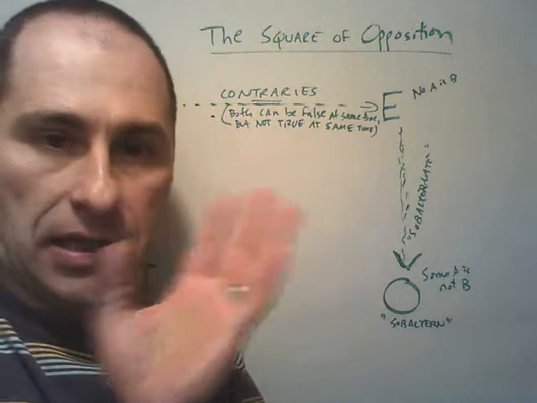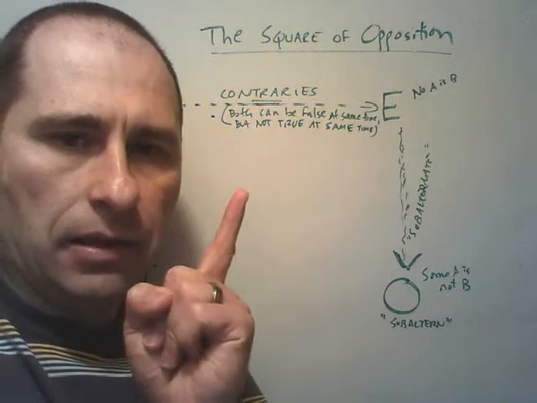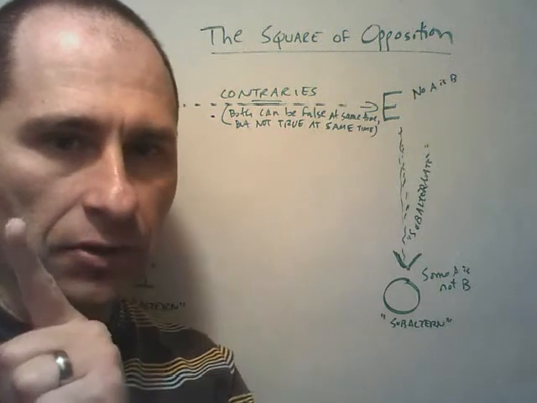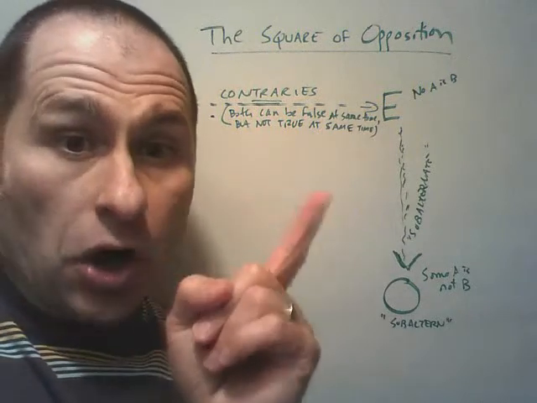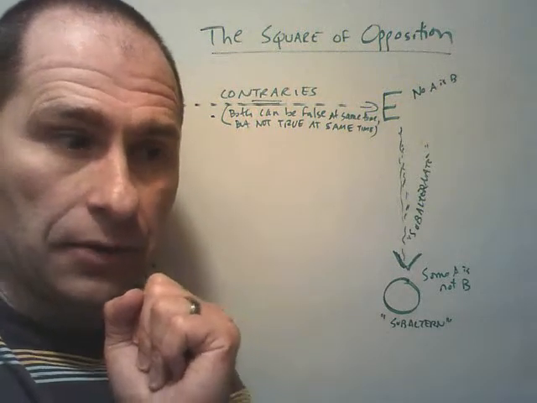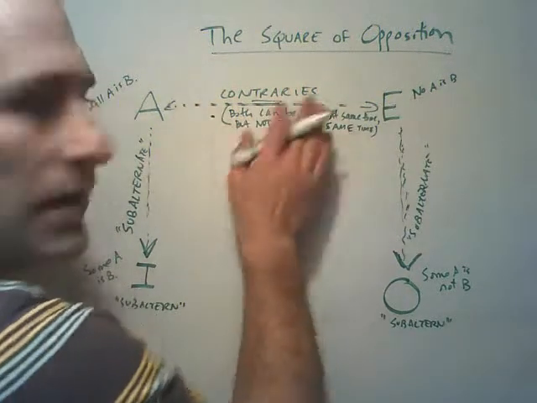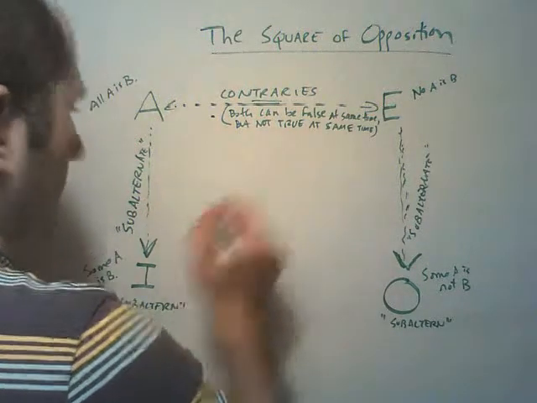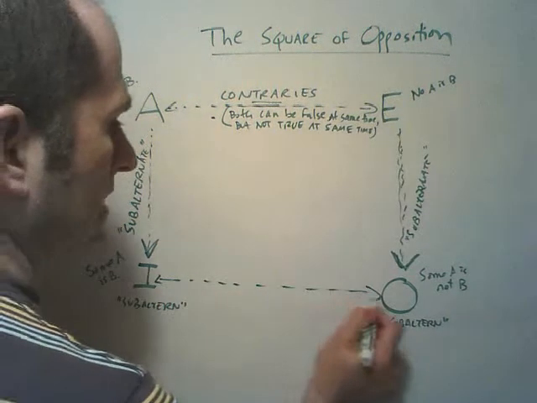Okay. So, given that idea, if one of them is true, and you know that one is true, does it make the other one false? Yes, because they can't both be true at the same time. But if one of them is false, does it make the other one true? No, because they both can be false at the same time. So it gets a little tricky. Let's go down over here. Contraries, these are called subcontraries.